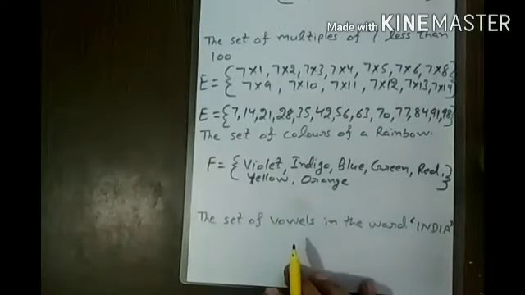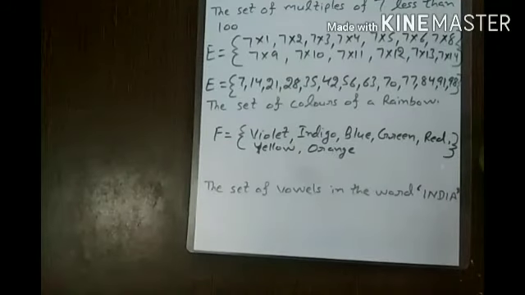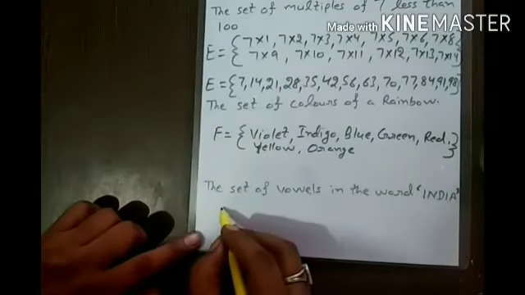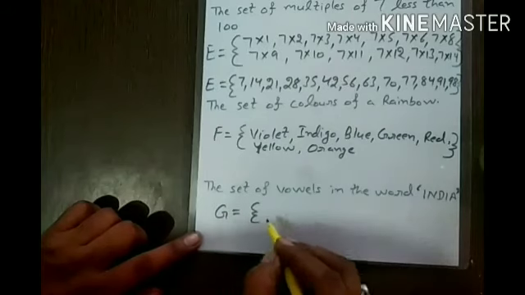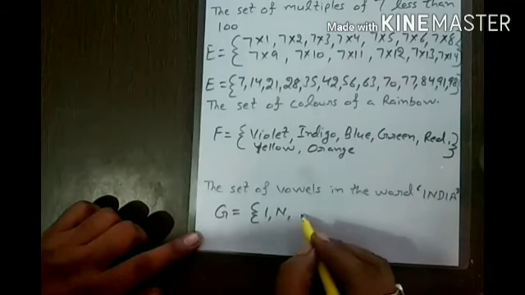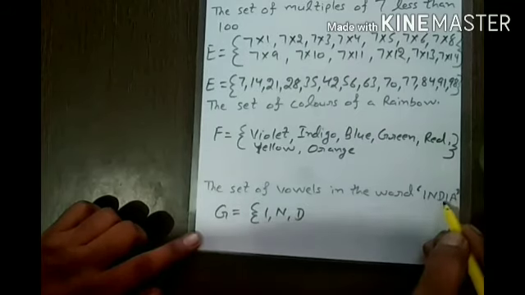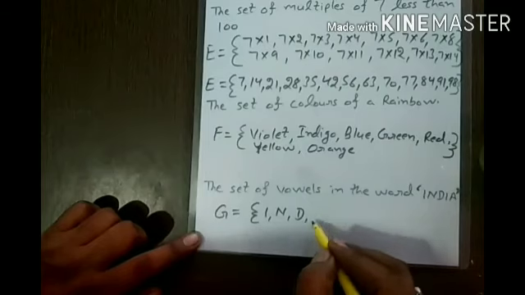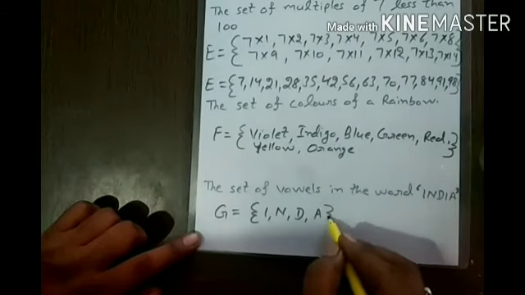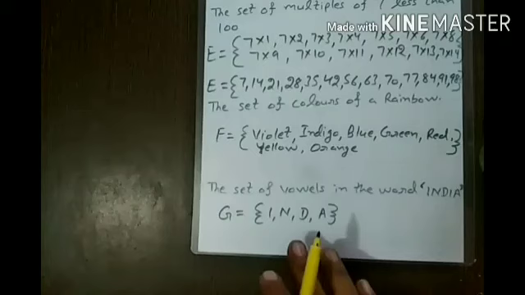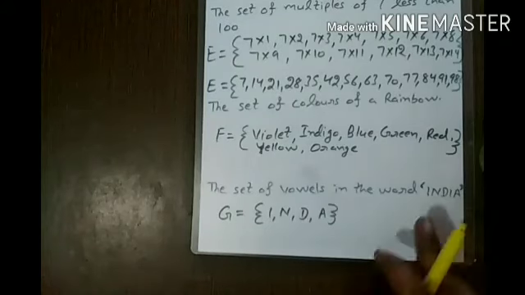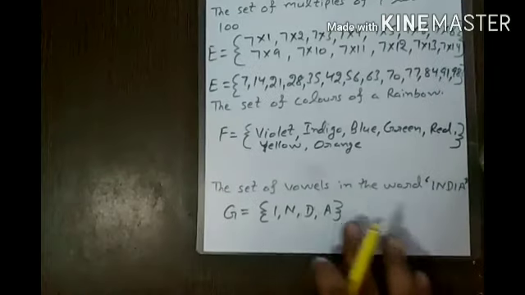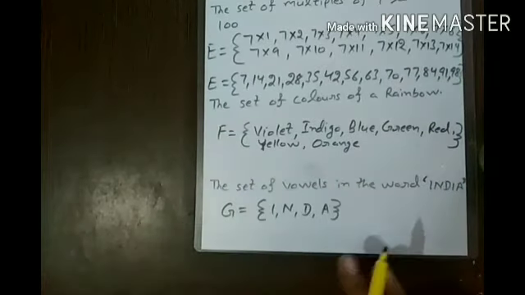Now the set of vowels in the word India. I will give the name G to the set. Now in India, the first alphabet is I, then N, then D, then I is repeating, but in set form I will not write I again, so I will finish by writing A. So this is the set for the letters of India. But as per the question, we have to write the set of just vowels.